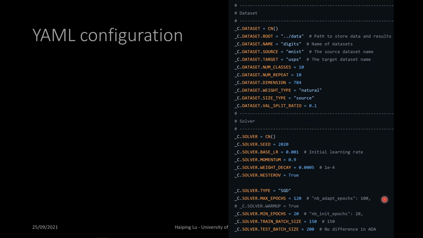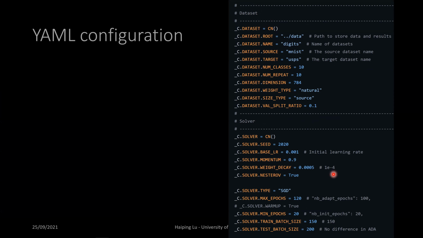So here is an example of the configuration of our machine learning modules. This is the default settings in the config.py. For example, here is a configuration for the data set. You define where the data is, what is the name and the dimension, number of classes, and so on. And this is about optimizer, the learning rate, seed, and so on. And these are the default settings, which will be typically fixed.